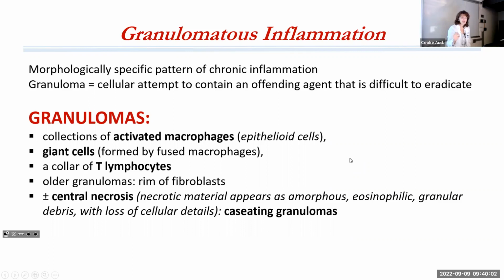You may or may not see giant cells, which are formed by fused macrophages. You see a collar of T lymphocytes around these activated macrophages. And in all the granulomas, you also can see a rim of fibroblasts. In the center of a granuloma, you may or may not see necrosis. When you see central necrosis, we call that a caseating granuloma. And as you learn in TB, this is specific for TB. That's the classical example of a caseating granuloma. That's not the only one, but that's the classical example. This necrotic material will appear as amorphous, eosinophilic, granular debris with loss of cellular detail.